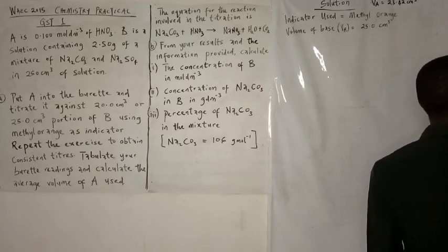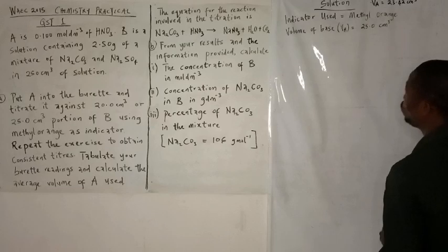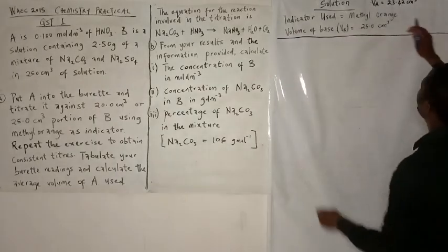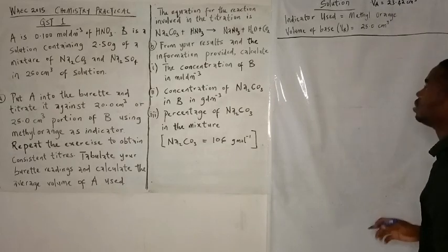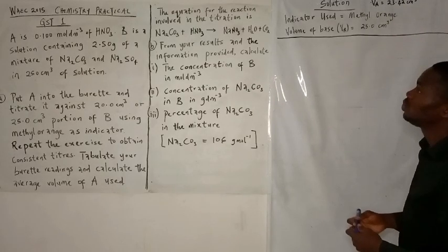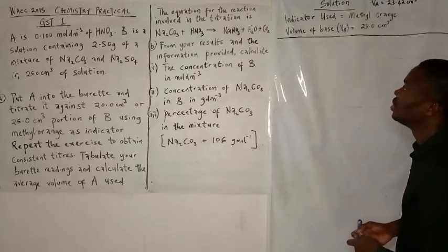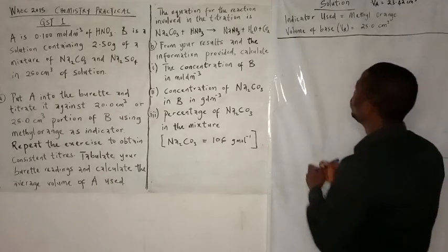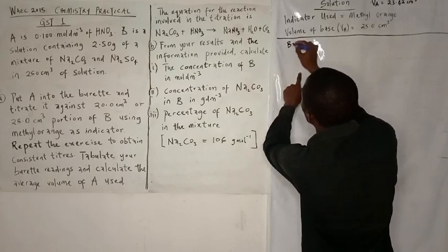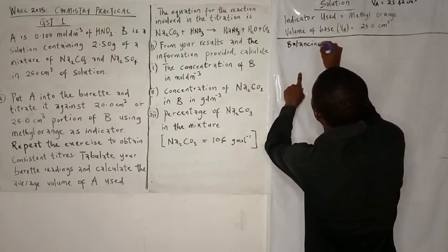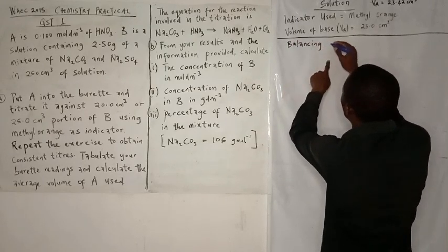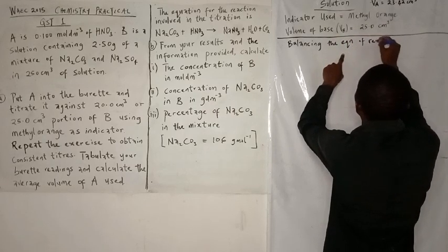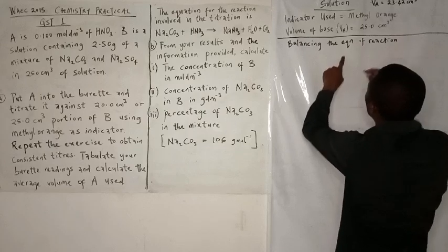So the next thing we do is to balance the equation. I'm going to leave this information because we may need it as we get along. The next thing to do is to balance the equation, that is if it is not balanced. So we look at balancing, that's the next step after getting the average titer value, balancing the equation of reaction.